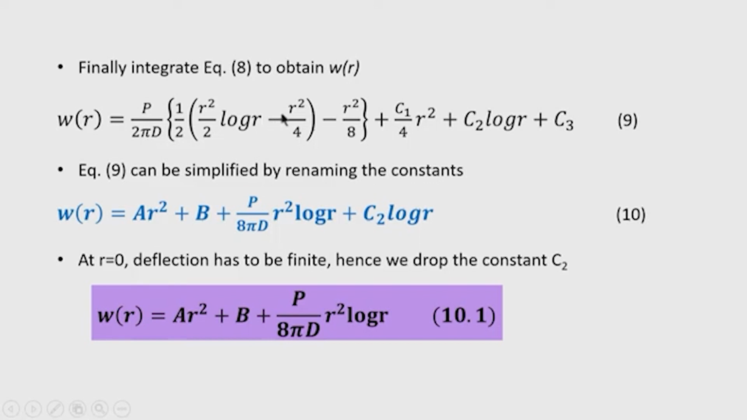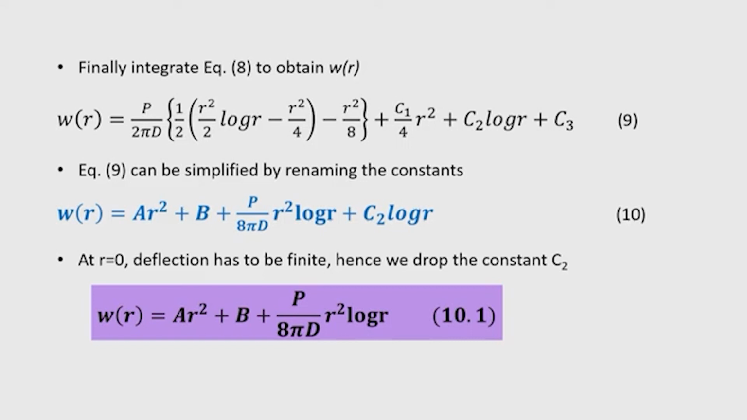Suppose P by 2 pi D r square by 4, that constant term is there with r square. So, it is clubbed together with the constant A. So, the final expression for deflection can now be written A r square plus B plus P by 8 pi D r square log r plus C 2 log r. So, the constants of integration are A, B and C 2, that have to be evaluated applying the boundary conditions at the edges.